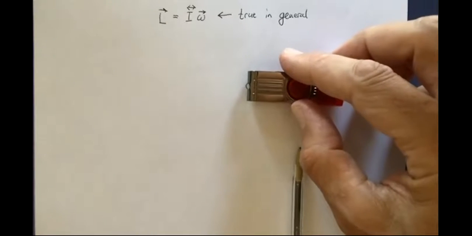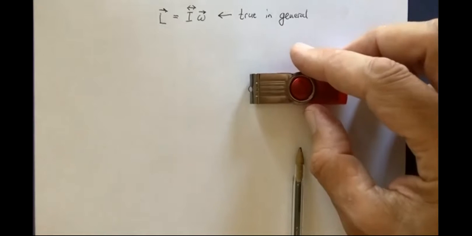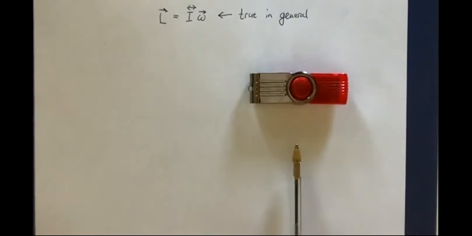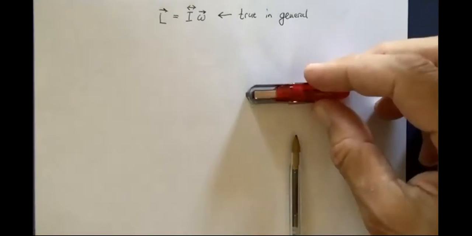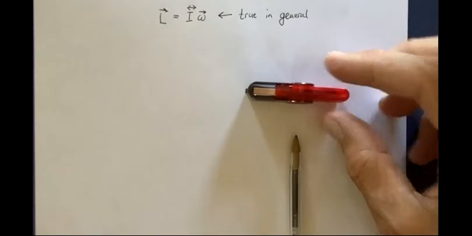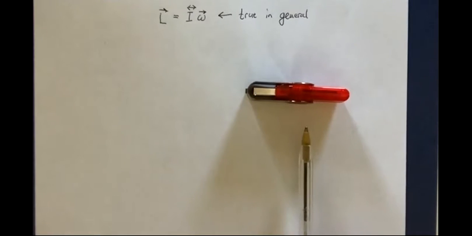Okay, again, let's assume the center of mass is right there in the center of this housing for simplicity. And again, here's another case. If the pen indicates an axis of rotation, then in this case, again, let's assume the center of mass is in the center. Then you have L parallel to omega, and also this one here. So we've identified three principal axes.